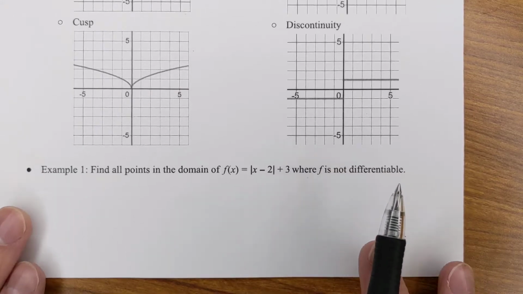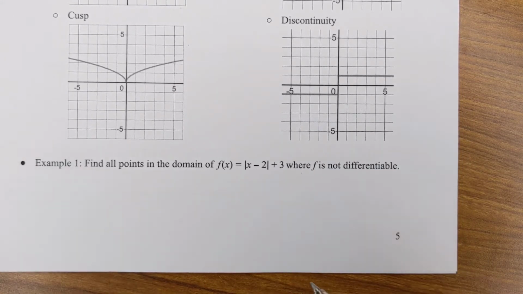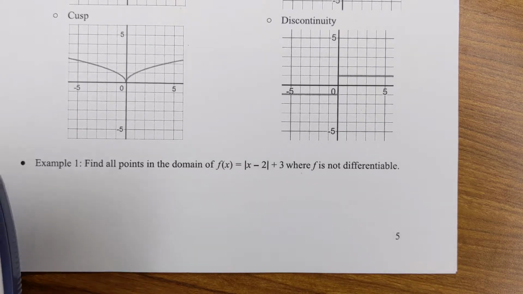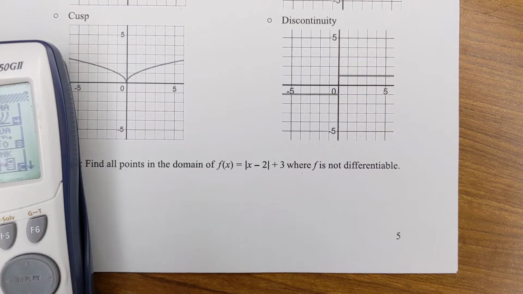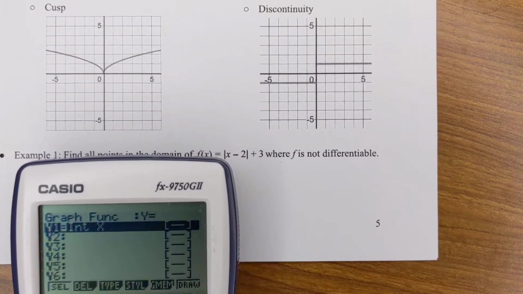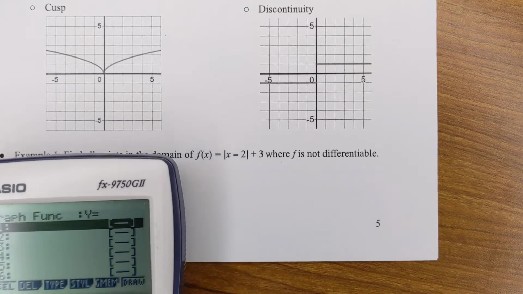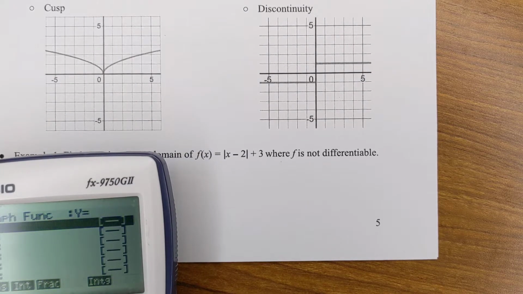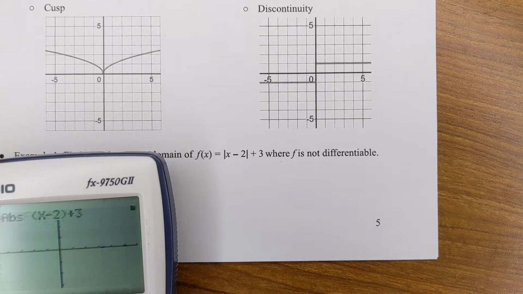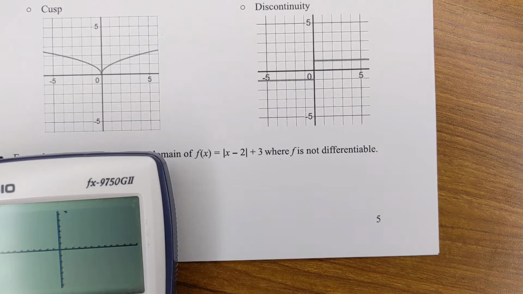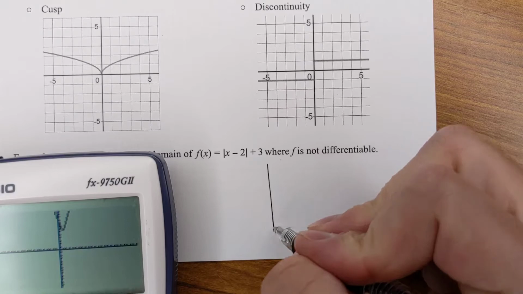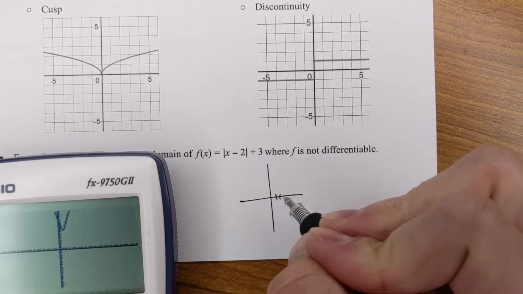Okay, so example 1: find all points in the domain of f of x equals the absolute value of x minus 2, plus 3, where f is not differentiable. So we need to look at the graph of that. Let's see here. Delete that out of there. Absolute value of x minus 2 plus 3. Draw. Uh-oh. Zoom out. Zoom out again. Hey, there it is. It's actually an absolute value function.